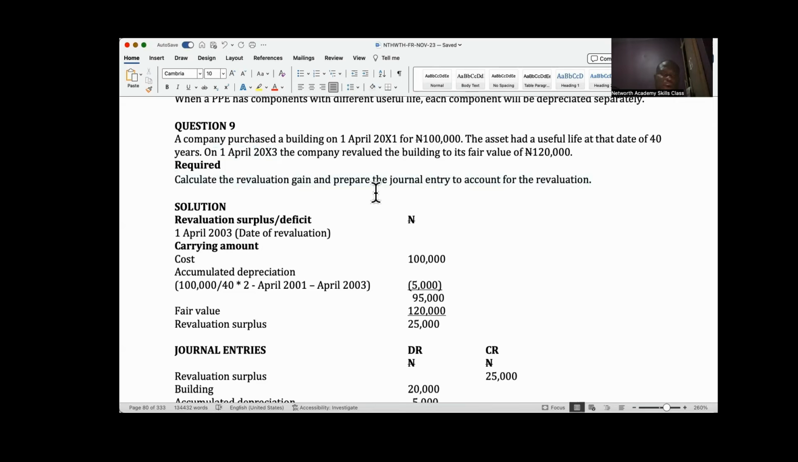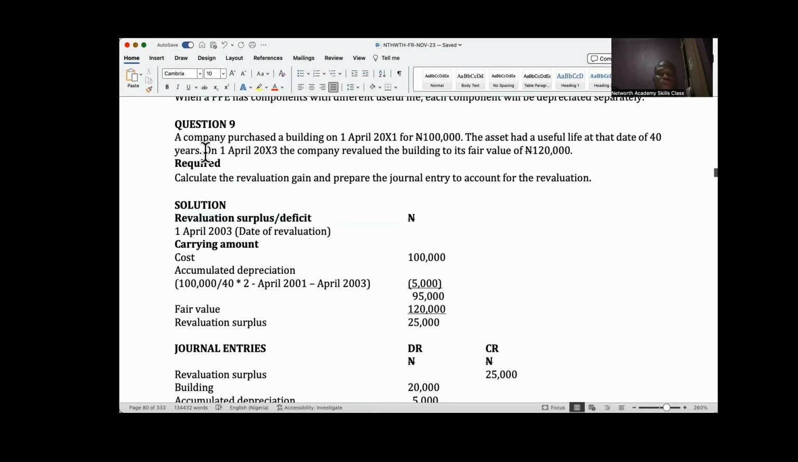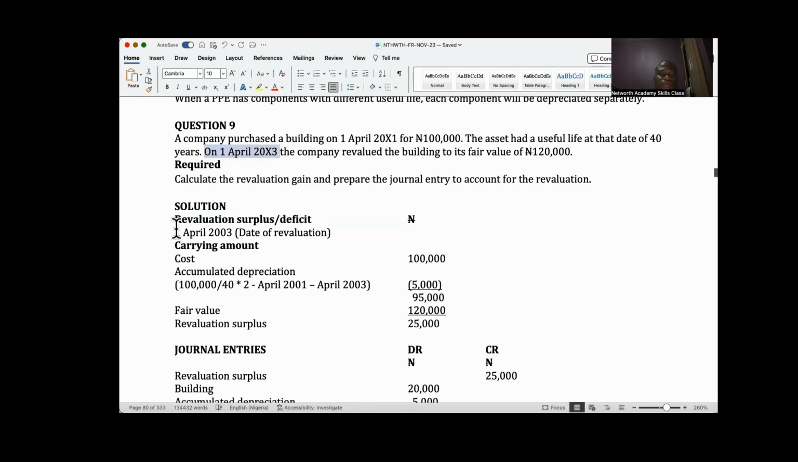Of course, whenever there is revaluation, I've told you that the first thing you need to do is to determine your revaluation surplus or deficit, which is what we are doing first in our solution. The revaluation happened on 1st April 2003. To get our revaluation surplus or deficit, we simply compare the carrying amount to fair value.